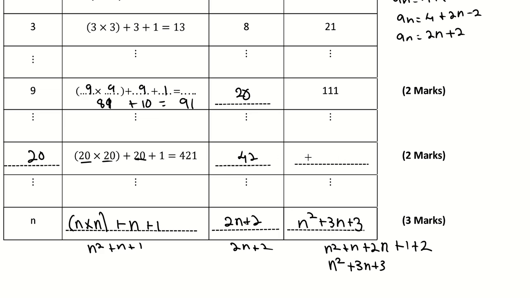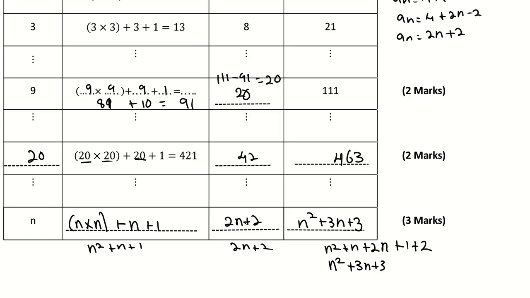Right. And then this one here would have been 421 plus 42, which is 463. And you could have also found out this value. Instead of putting it in the formula, you could have said 111 minus 91, and you will get 20. So you could have done that as well.